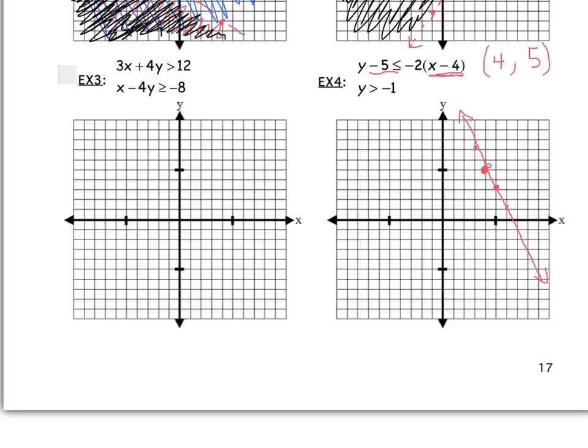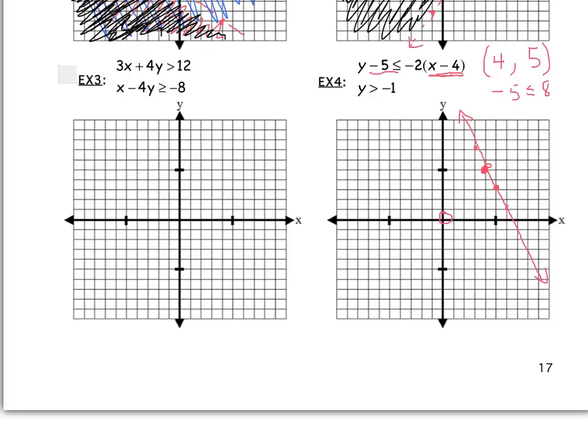If I plug in the origin, I would end up with a negative 5 is less than or equal to a positive 8. That is a true statement, so that means I'm going to shade towards the origin.